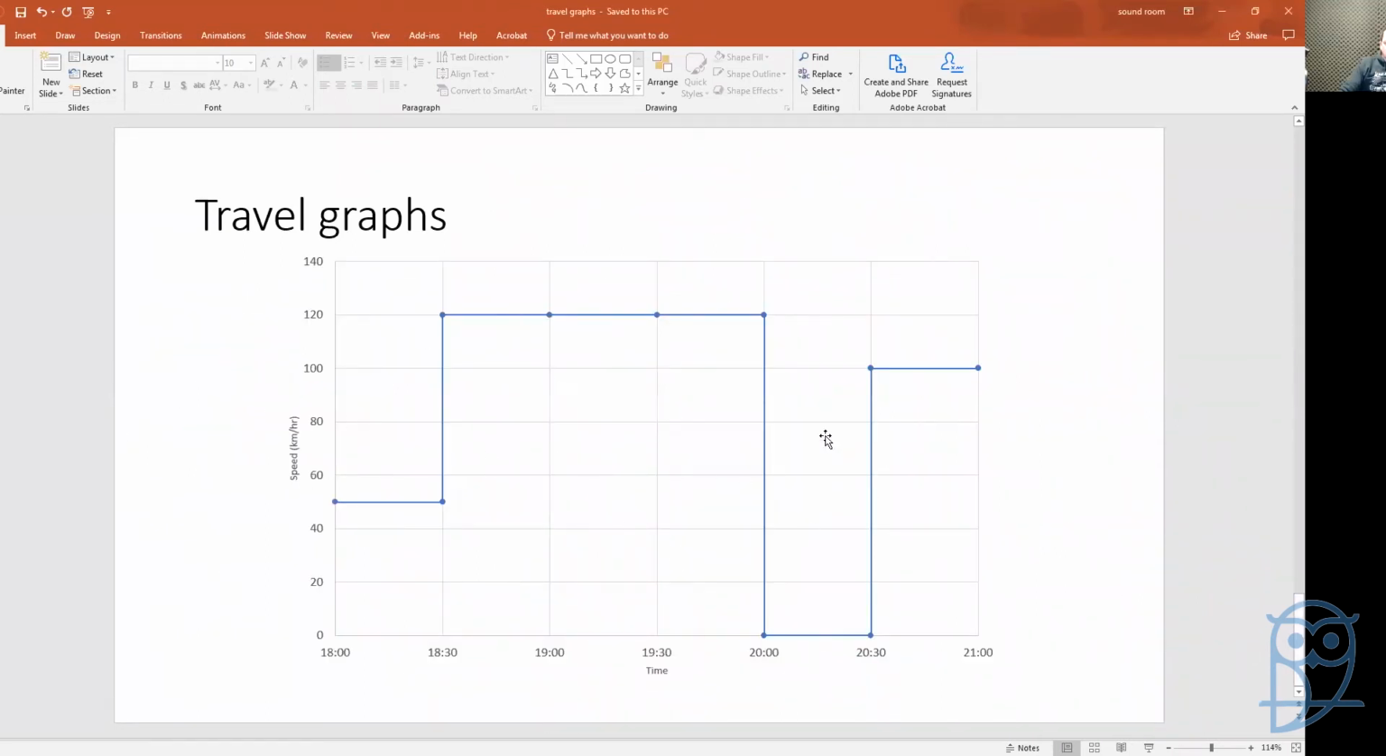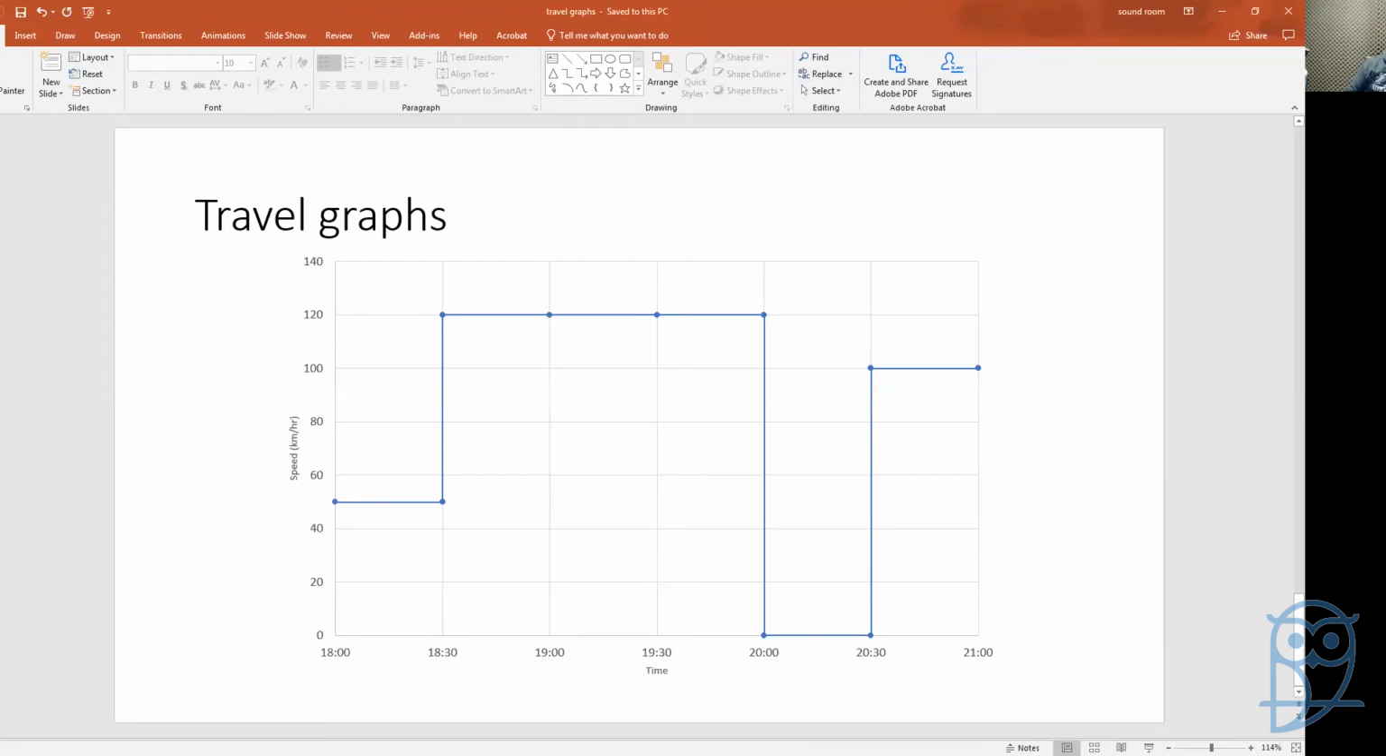So this graph over here is now giving us speed in kilometers per hour against time. And this graph is in book 3, and it is page 115. So this graph is also about the speed of a car during a journey. So let's get my color pen going.